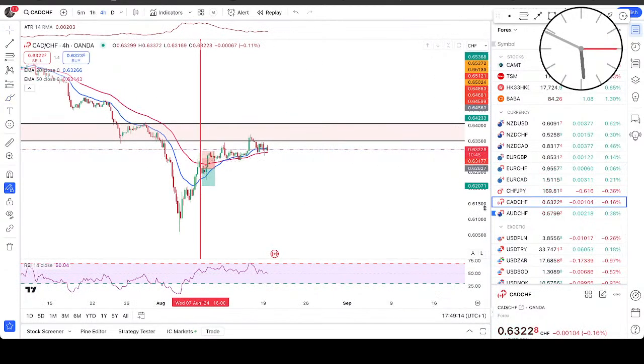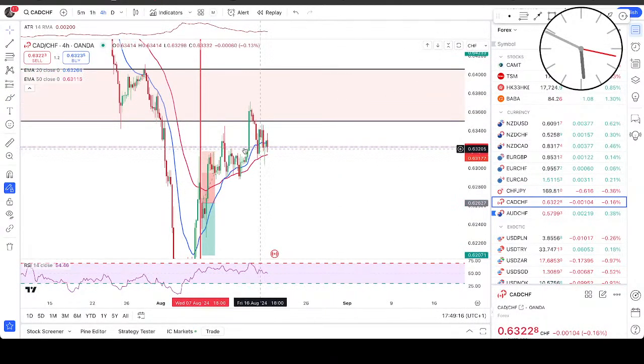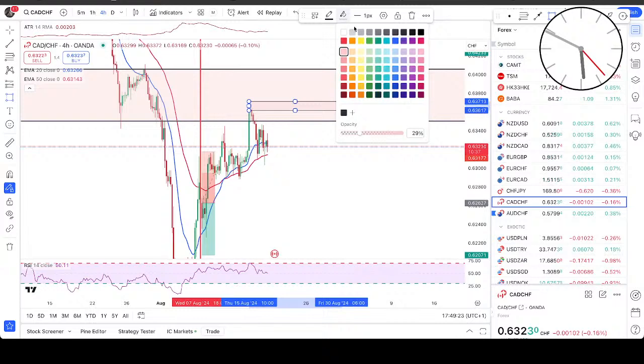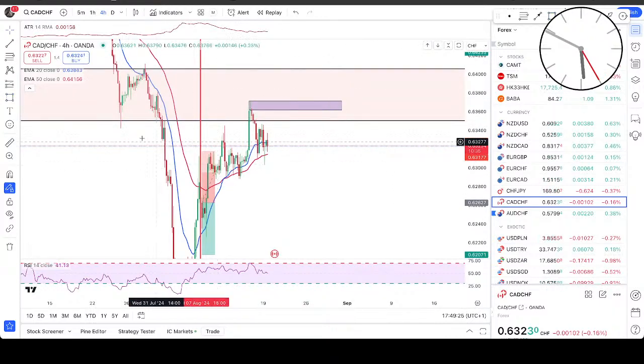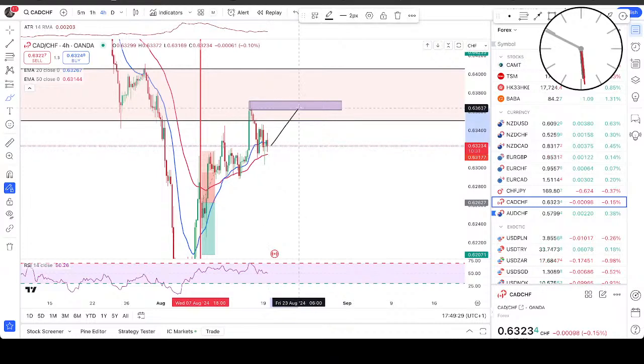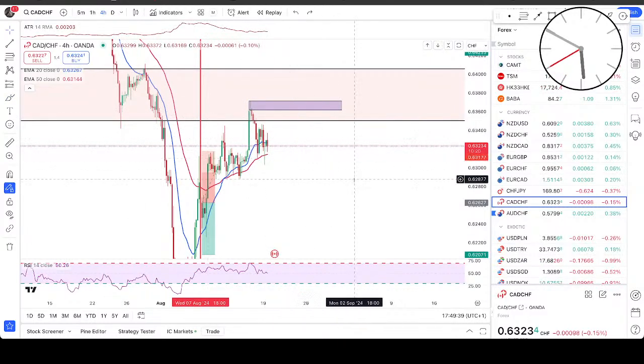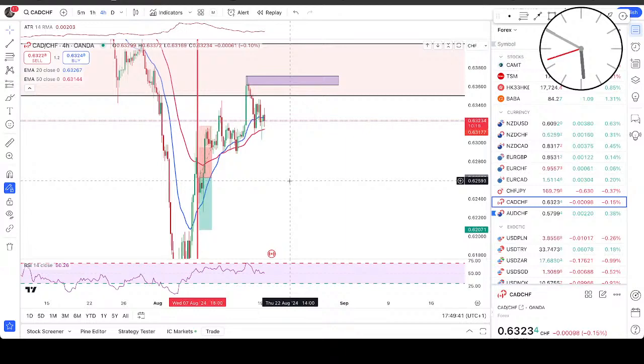CAD CHF. For this one, I'll mark my rejection zone for the possible double top pattern. So if the price pushes up, rejects, bearish engulfer, I'm going to go short. So have these zones on your charts, double top. From the wick till the bodies, you have your rejection zone, and then we're going to take sell trades if we have them.